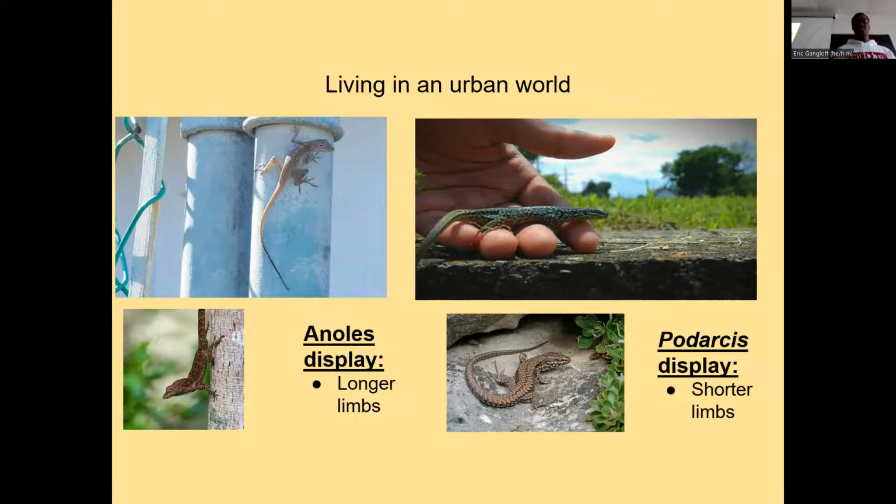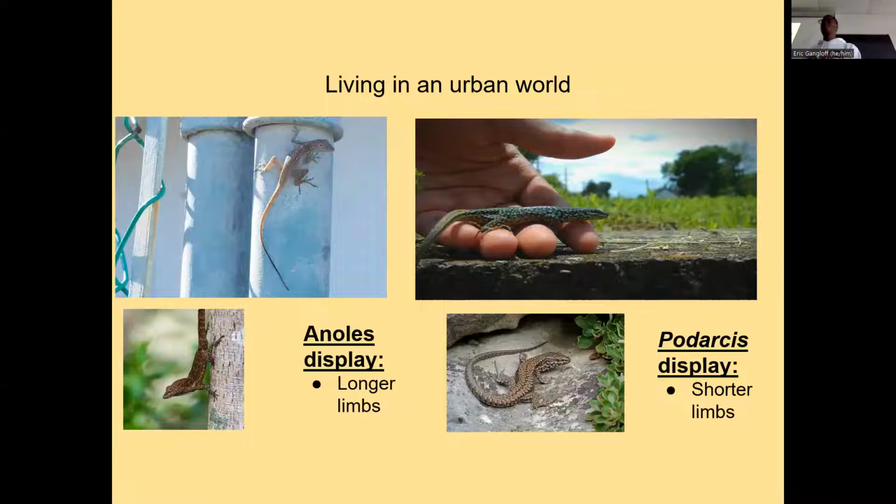So some things to note about anoles are that just like geckos, they have these toe pads, which allows them to climb up very smooth surfaces. And in their natural environment, they actually live in trees, as you can see on the bottom picture here. What's interesting about anoles is that in urban environments, they actually display longer limbs than they do in these natural forest environments.